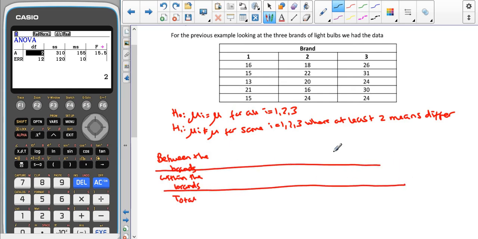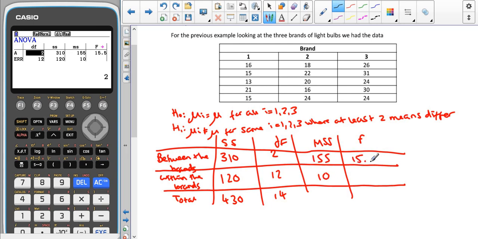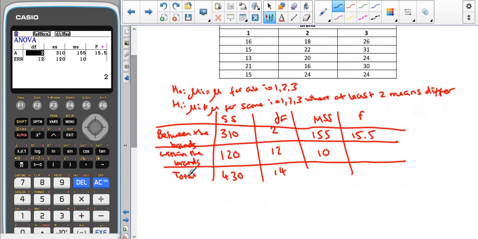Across the top, like I said, I would swap those columns back so that I had my SS, my DF, my MSS, and my F. So I'd have 310, 120, which add together to give me 430. I have 2 and 12, which add together to give me 14. I have 155 and 10. And when I divide those, I get 15.5, which is my test statistic.